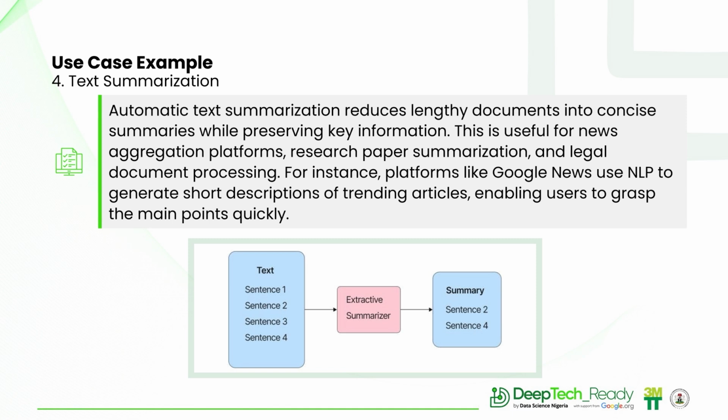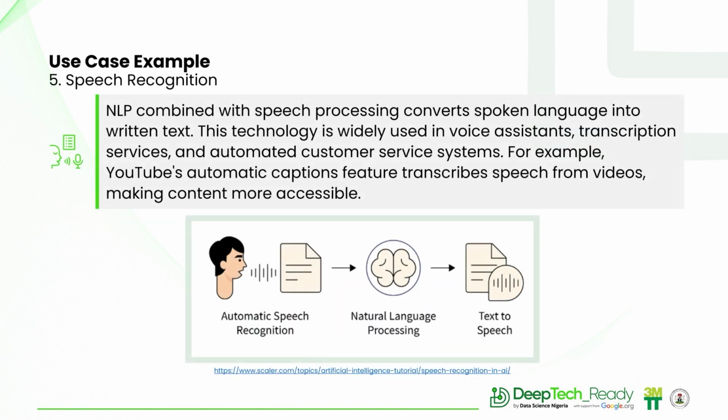5, we have speech recognition. Speech recognition converts spoken words into written text, combining NLP with audio processing. It's commonly used in voice assistants, transcription apps, and video captions. A good example is YouTube's automatic captions, which transcribes speech in videos to improve accessibility for all users.